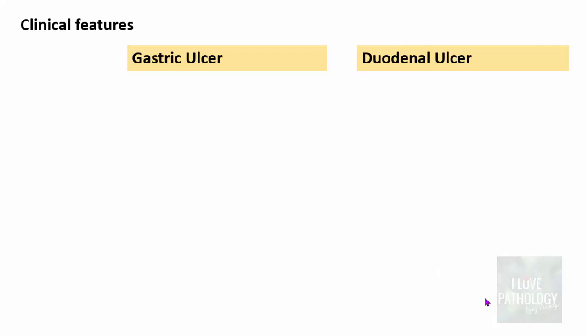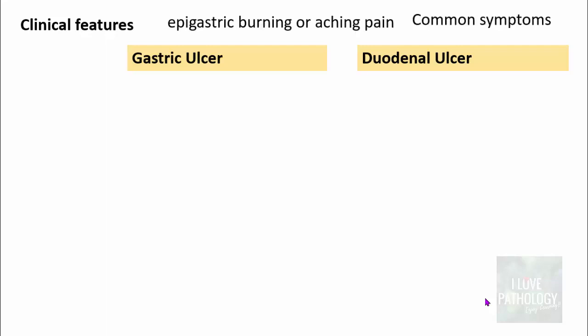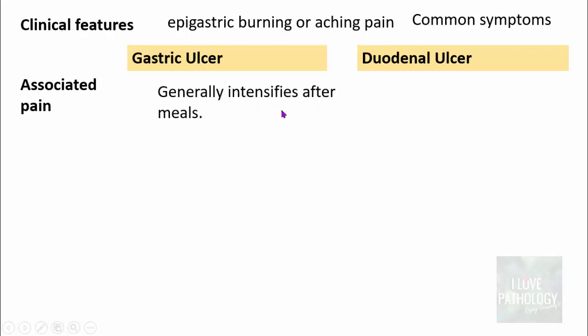Now, what are the clinical features? How do you differentiate between gastric and duodenal ulcer? Well, the common features are epigastric burning and dull aching pain in the epigastric region. That's a common symptom. Whereas the associated pain generally intensifies after meals. The food aggravates pain in gastric ulcers. Let us understand why this happens.